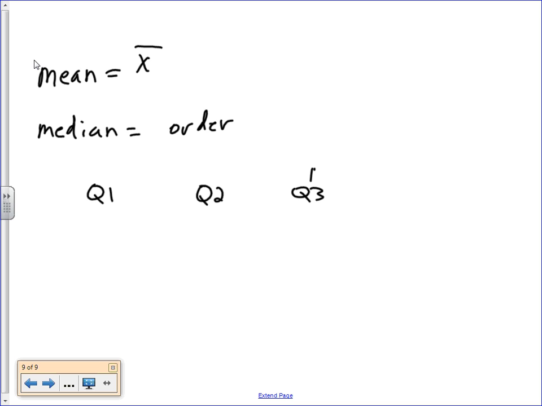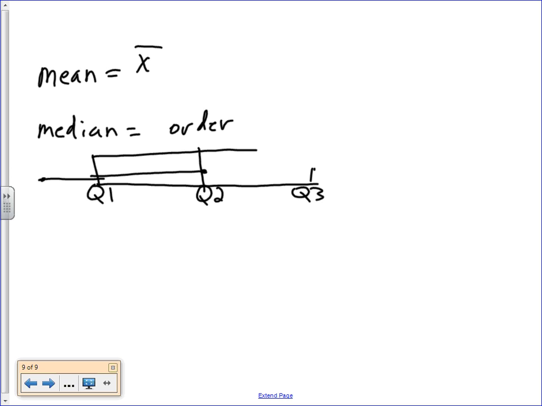It breaks your data up into 4 parts. From the lowest point to right here, that's 25% of the data. From Q2 to there, now you've got 50% of the data. All the way over here to Q3 is 75% of the data. And so this box changes size based on how many numbers are in there. The more numbers are in there, the more numbers.